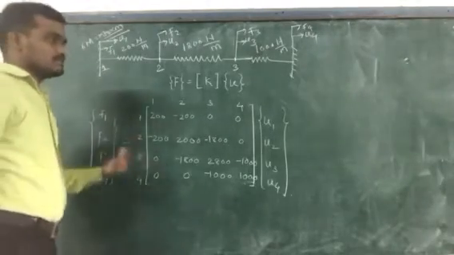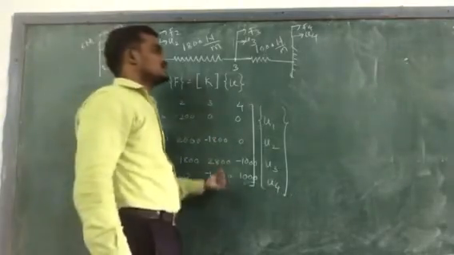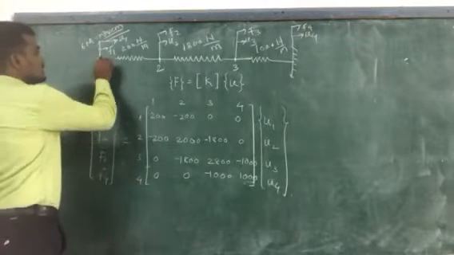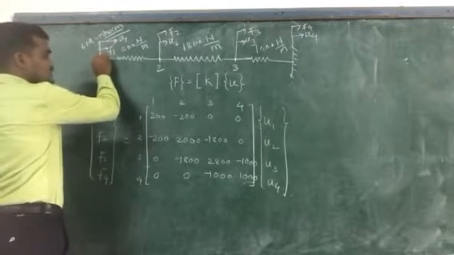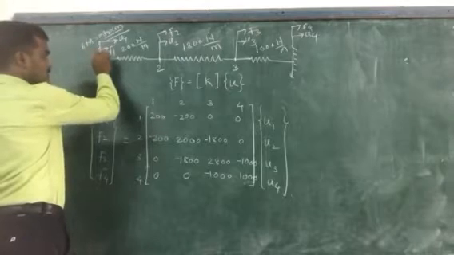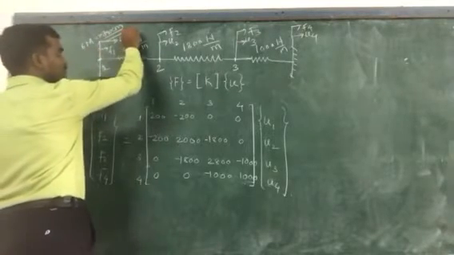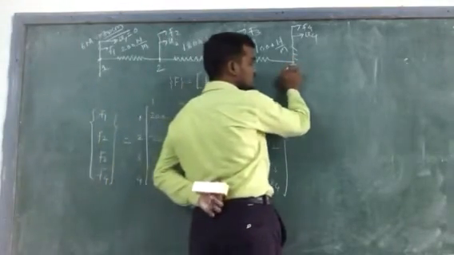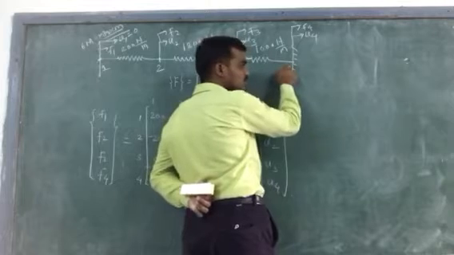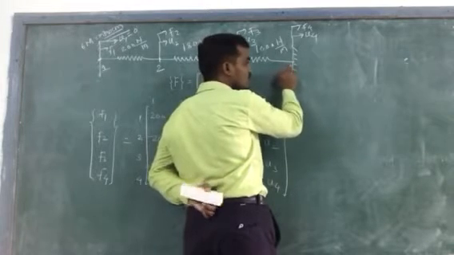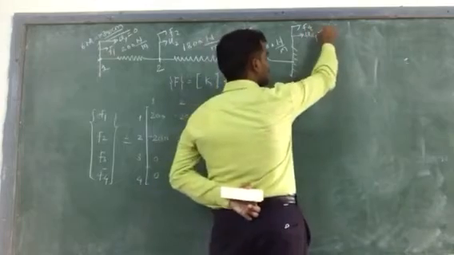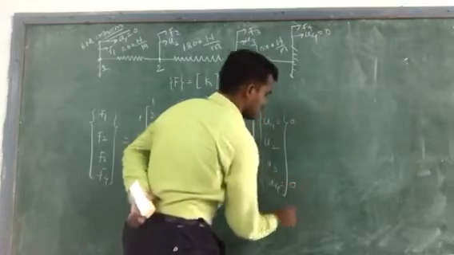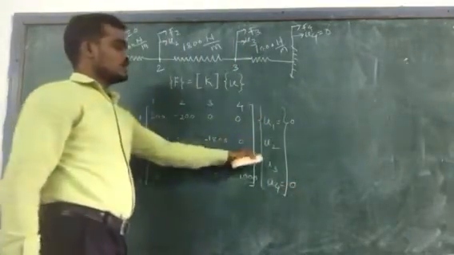First apply the boundary conditions for displacement, then apply the boundary conditions for forces. First the boundary conditions for displacement. As the first node is a fixed one, there will not be any displacement at this node, so U1 will become 0. Similarly, node 4 is also a fixed one, so at this node also there will not be any displacement or movement. So U4 will become 0. Okay, so U1 will become 0, U4 will become 0.